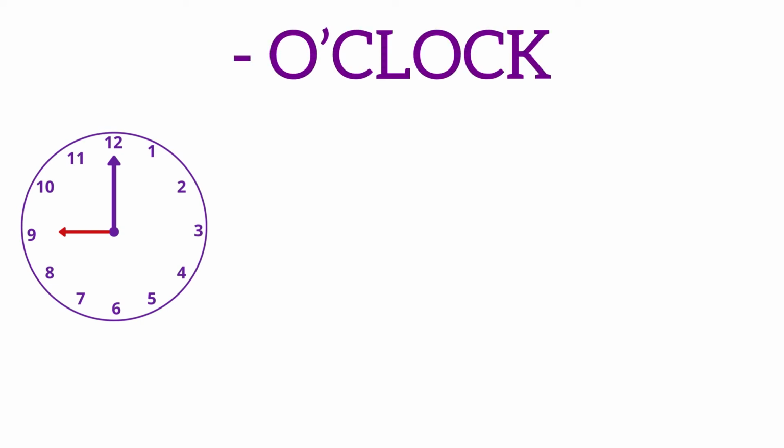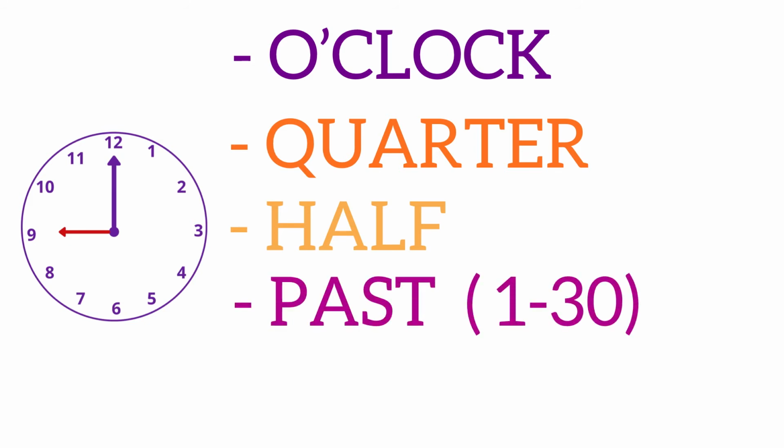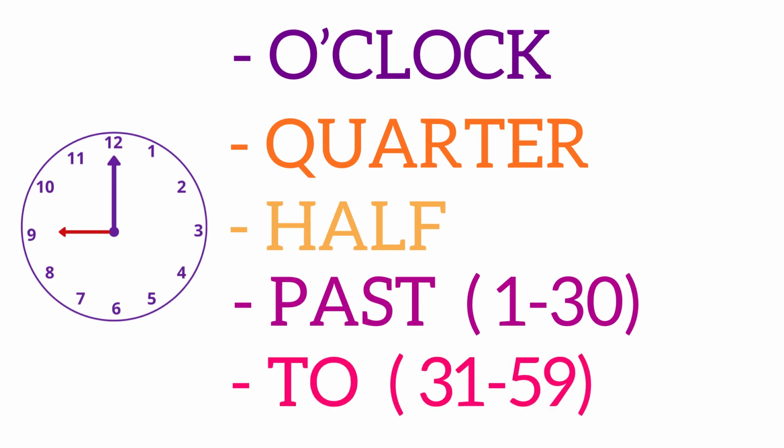Great. Now let's see one more time how the clock is divided. It's divided by o'clock, quarter, half. When it's between the minutes 1 to 30, we say past. When it's between the minutes 31 to 59, we say to.